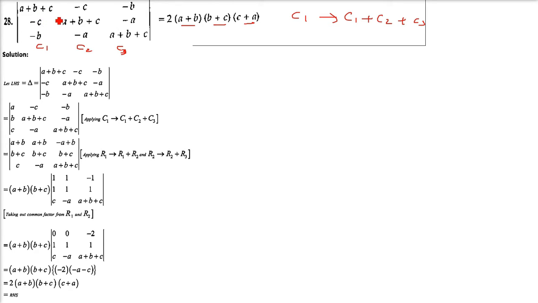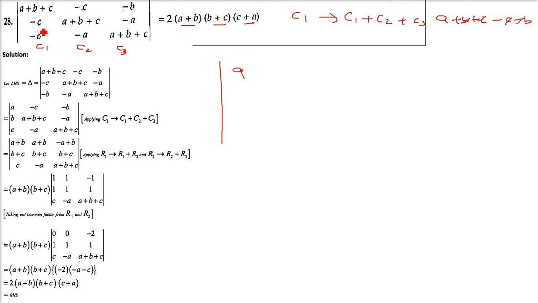So we are adding a plus b plus c, minus c and minus b. Then we are adding minus c, a plus b plus c, minus a, and minus b, minus a, plus b plus c. First I am doing a plus b plus c minus b. What do you get? See, c and b cancelled, you get a. So I am writing a here. Now, this is the first element of column 1.